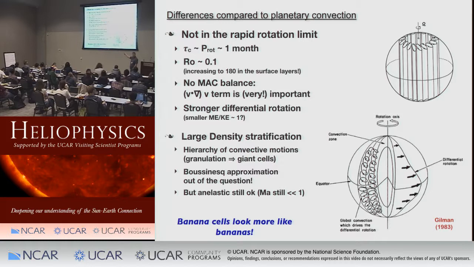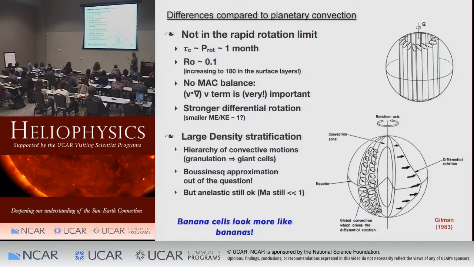And the Rossby number is on the order of 0.1, but we'll see that near the surface of the sun, granulation has a Rossby number much larger than 1. So there's a transition from rotationally constrained convection to convection that doesn't care about the rotation. So the granulation in the surface layers has a turnover time scale of about 15 minutes. And the rotation period is about a month. So granulation doesn't really care about the rotation, but there is some convection deep that does.